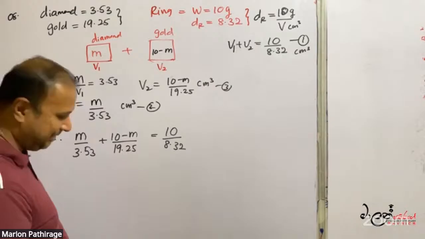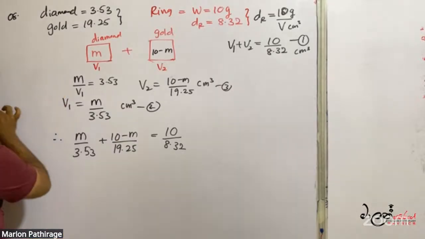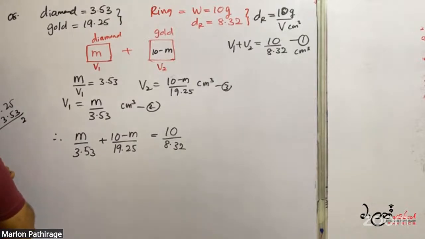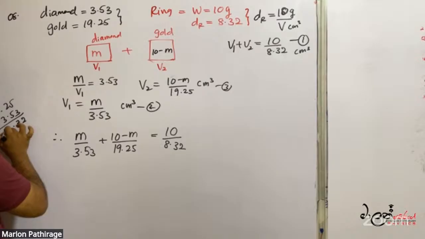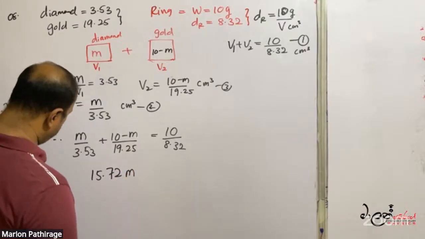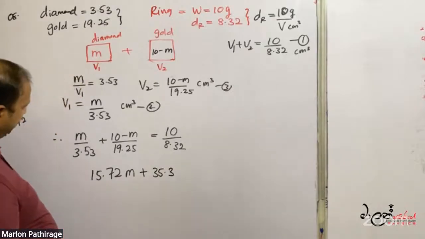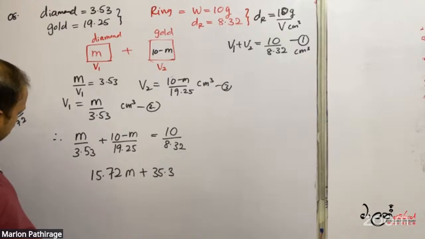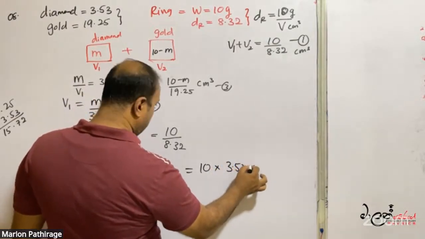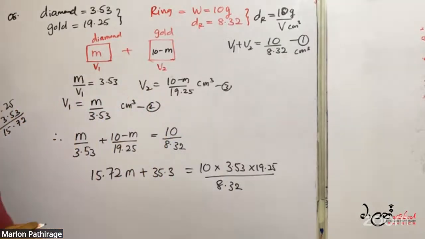Here we get 19.25 minus 3.53, which is 15.72 M, plus 35.3 is equal to 10 into 3.53 into 19.25 over 8.32.